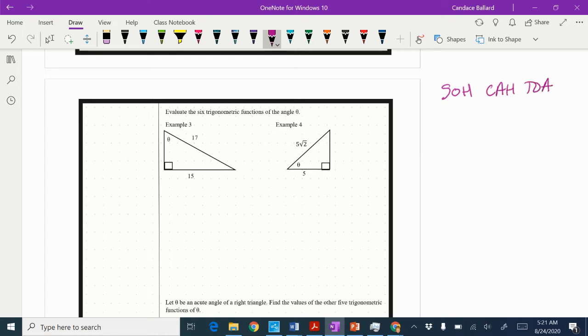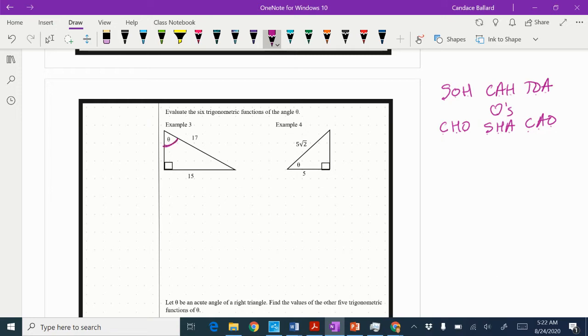SOHCAHTOA. And then if you think he has a girlfriend and his girlfriend is CHO, SHA, cow. And basically this means sine is opposite over hypotenuse, cosine is adjacent over hypotenuse, tangent is opposite over adjacent. And then the cosecant is hypotenuse over opposite, secant is hypotenuse over adjacent, cotangent is adjacent over opposite. So we basically need to figure out which ratio we have and figure out the rest of them.